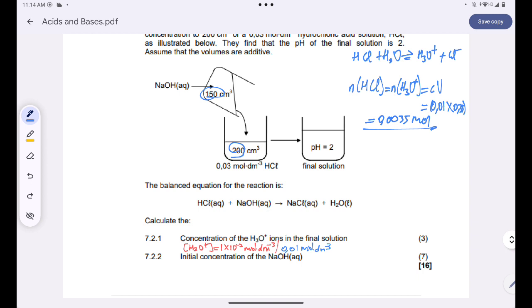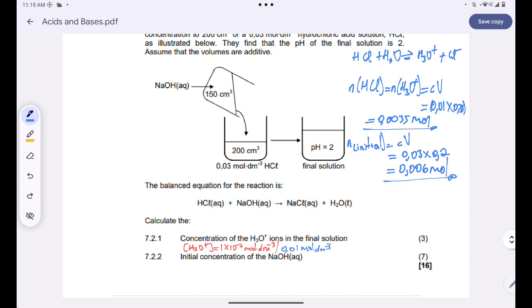And then the initial number of moles of my acid: simply take the concentration multiplied by the volume, right? The initial concentration of my acid was 0.03. The volume was 0.2, it was 200 cubic centimeters. Remember that? So the initial number of moles was 0.006 moles.